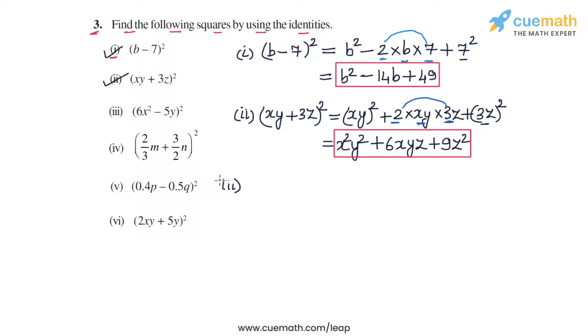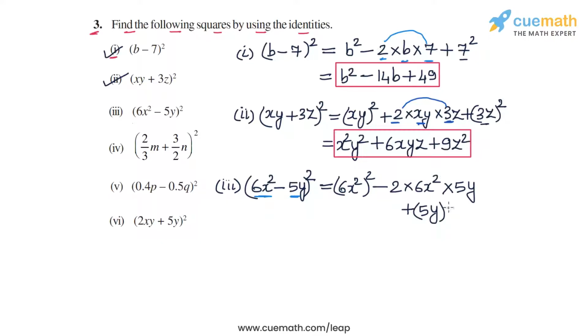In part 3, we have to expand 6x square minus 5y whole square. So this is of the form a minus b whole square, where a is 6x square and b is 5y, and we can expand a minus b whole square as a square minus 2ab plus b square. So let's expand this accordingly. So we write 6x square whole square minus 2ab, so minus 2 into 6x square into 5y, and then we have plus b square or plus 5y whole square.